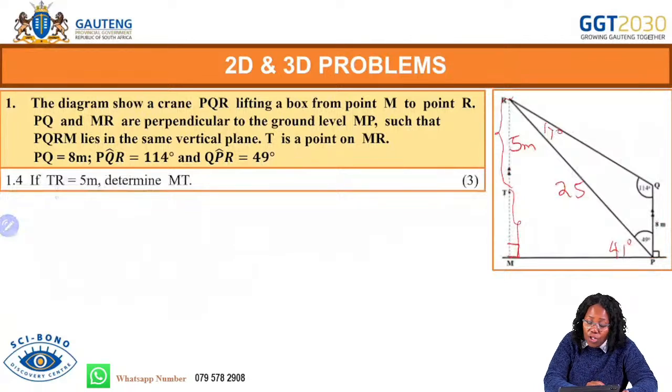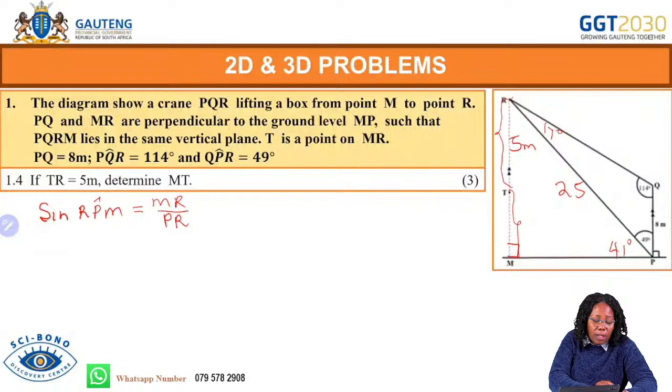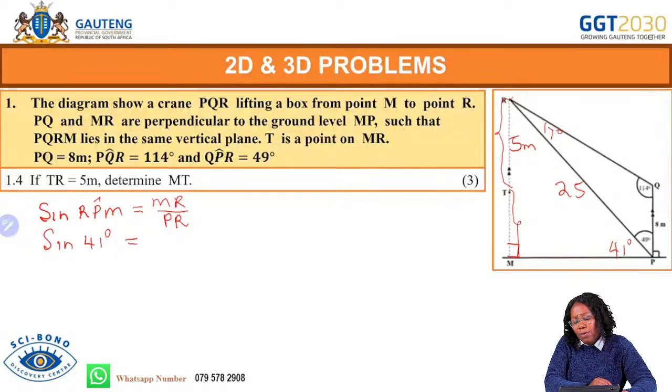So in the previous question, we have indicated that the sine of RPM is equal to MR over PR. And then what is RPM? That is sine of 41 degrees is equal to MR. Do we have the value of MR? No, we have RT. That is 5. The whole of MR is this 5 here, plus the unknown TM there. We don't know how much is TM. We leave it like that.